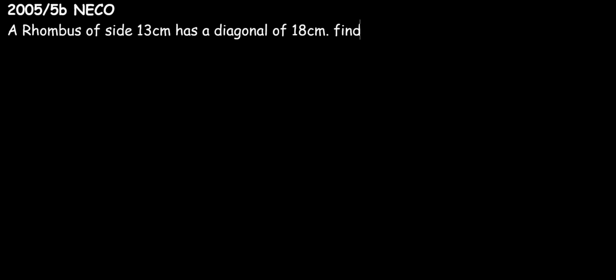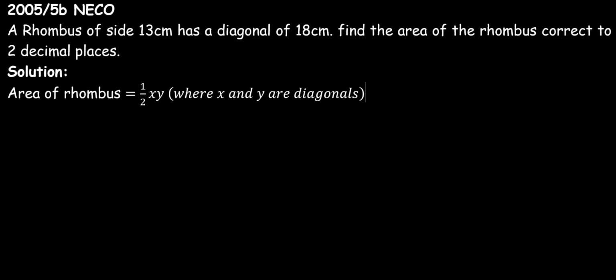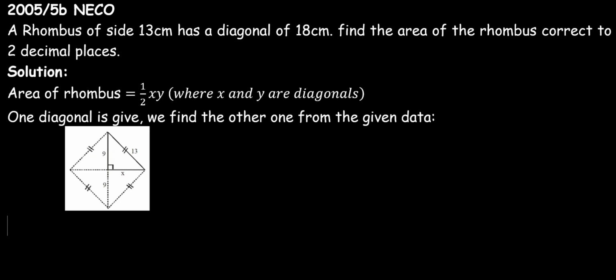Another example, 2005 NECO. A rhombus of side 13 cm has a diagonal of 18 cm. Find the area of the rhombus correct to 2 decimal places. Solution. Area of a rhombus is equal to half xy, where x and y are diagonals. In this case, one of the diagonals is given. We find the other one from the given data by sketching the diagram. Note how the diagram is sketched. The side of the rhombus is 13 cm, that we did not tamper with.